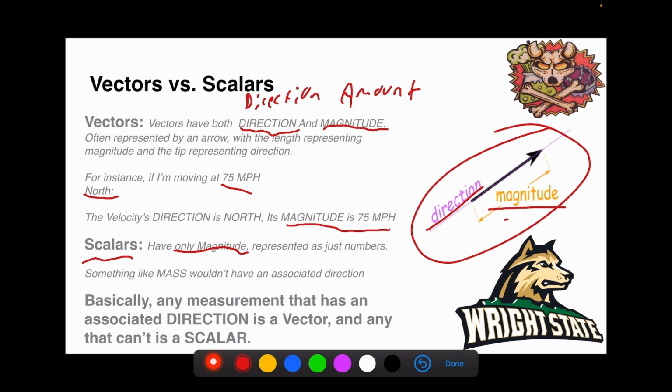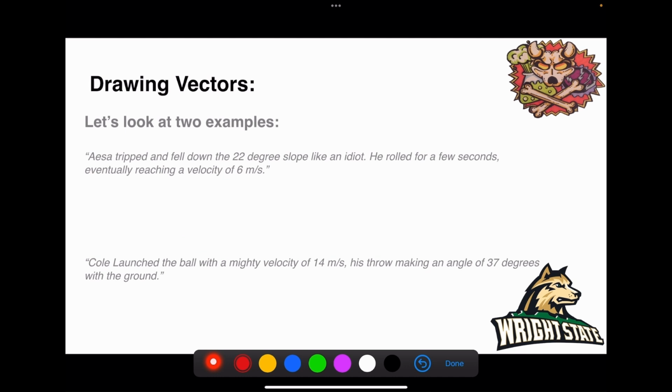Okay, so there's an easy way we can tell whether a measurement is a vector or a scalar, and that's basically just, does it make sense for this measurement to have a direction associated with it? So let's go ahead and draw two examples of this. The first example: Asa tripped and fell down the 22-degree slope like an idiot. He rolled for a few seconds, eventually reaching a velocity of 6 meters per second. This is an example of text that you might see in one of our physics problems that we solve later. So let's say we wanted to draw a model of me rolling down a 22-degree slope.